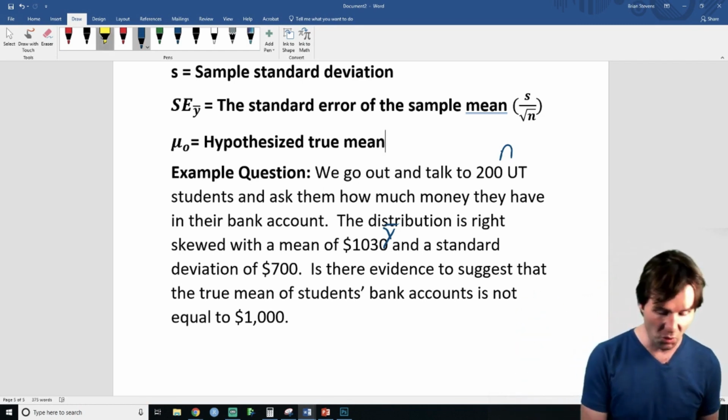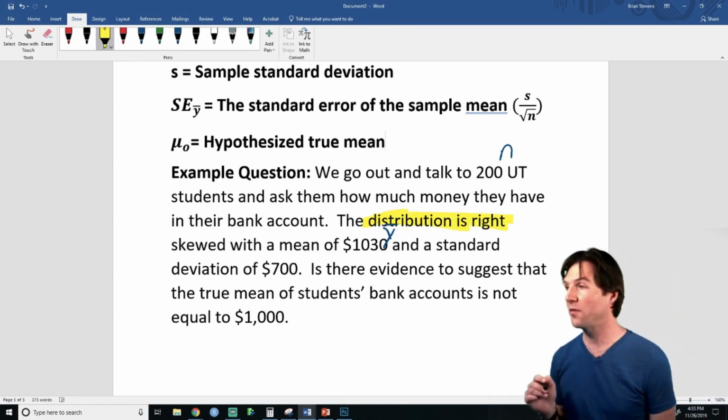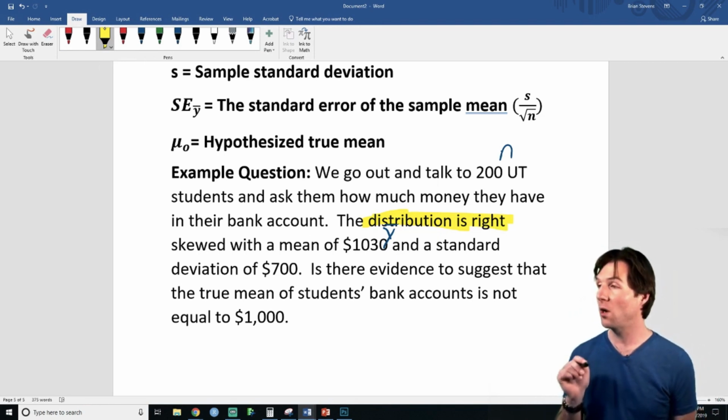I also mentioned that the distribution is right skewed. That'll come into play. And I hope you can see there's a bar above that y. That is y bar. It's not just y. Y would be an observation, but y bar is the mean for the y variable.